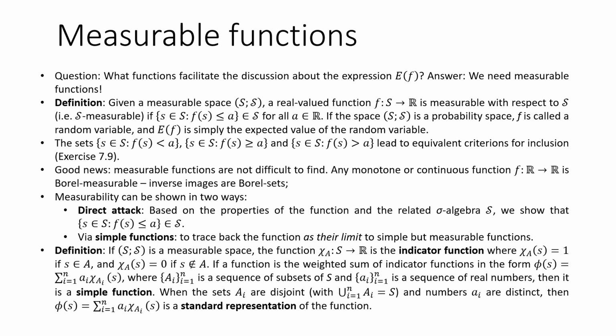If the measurable space is a probability space, then the function is called a random variable, and the expectation operator simply describes the expected value of this random variable. It's an exercise, not too demanding an exercise, to show that actually we have four equivalent definitions of measurable functions, all of which are built on the same idea. The inverse image of an interval must be in the sigma algebra.